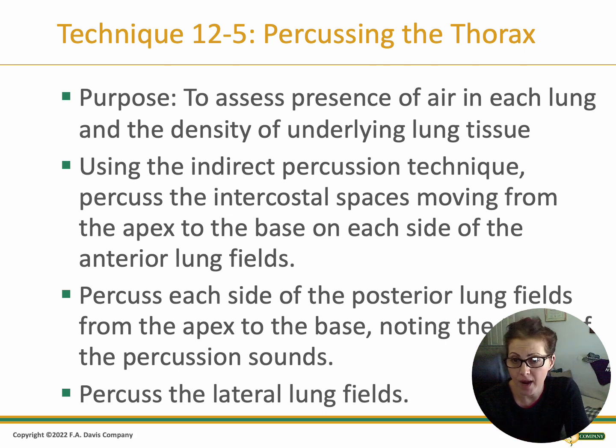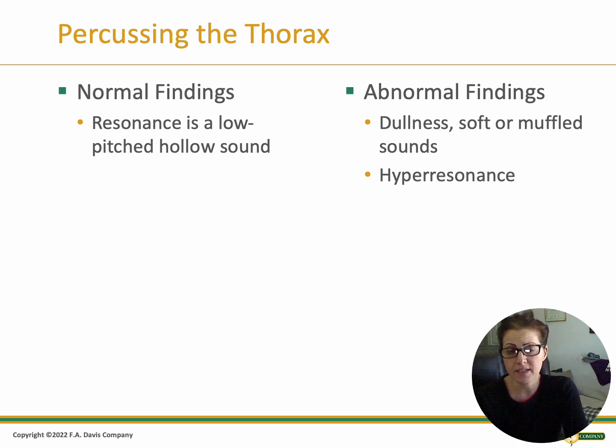Again, takes a lot of practice until you get that sound right. And you're percussing the anterior chest wall, the posterior chest wall, as well as the lateral chest wall. Normal findings, again, is resonance, which is a low-pitched hollow sound, and it should be equal, symmetrical bilaterally. Any sounds that are soft, dull, or hyper-resonant could be an indication of fluid or consolidation within the lung or lung tissue.